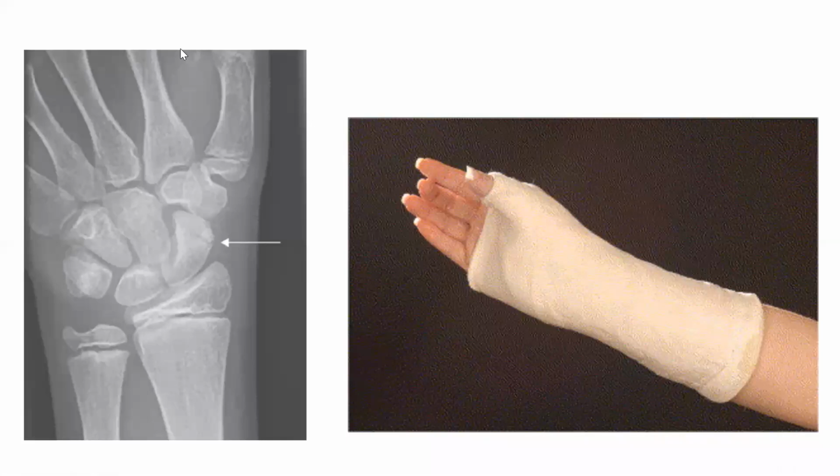Somebody can describe this problem. Hello, sir. This is an X-ray showing the wrist joint, including the metacarpus, carpal bones, and the distal ends of the radius and ulna. There is a transverse fracture in the scaphoid bone at the distal pole.